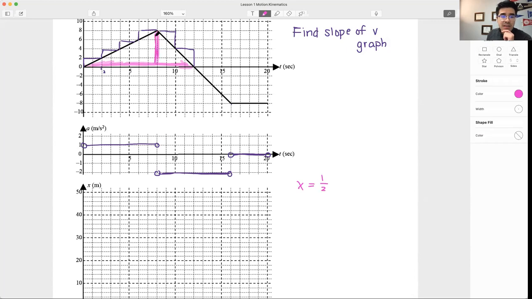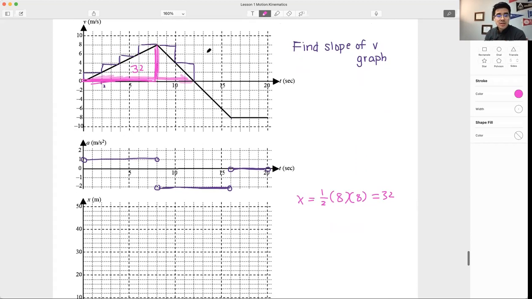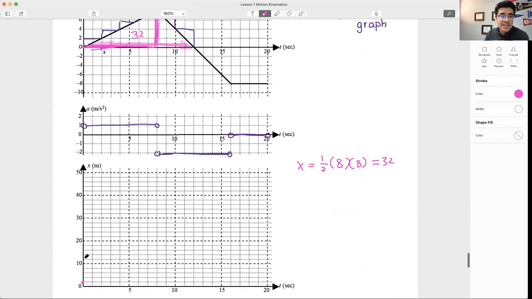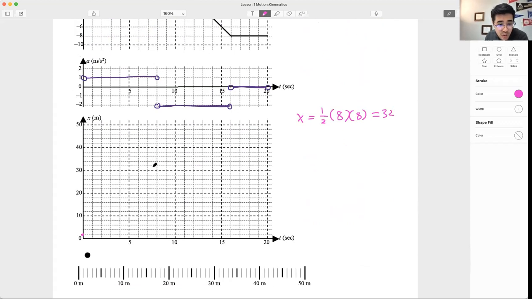Let me just do it from here to here, this part first. So this is 1/2 times 8 times 8, so that's 32. From here to here, I'm going to increase 32 units. How much am I increasing? It says I'm starting from 2, right? x naught starts at 2. So if I start at 2 and I increase 32 units over 8 seconds, I'm going to need to end up at about 34. So I'm going to need to end up here.